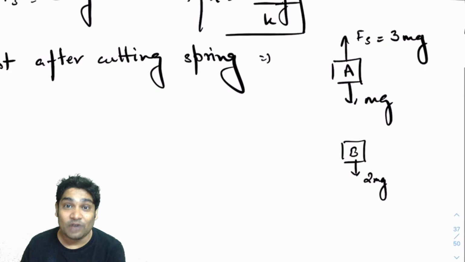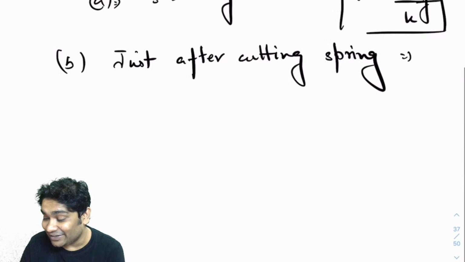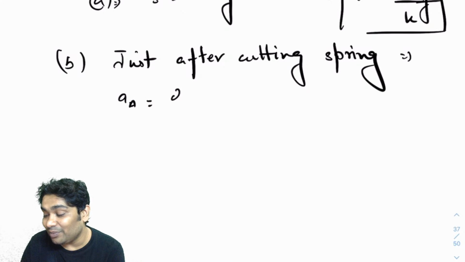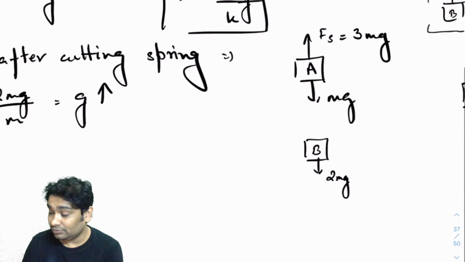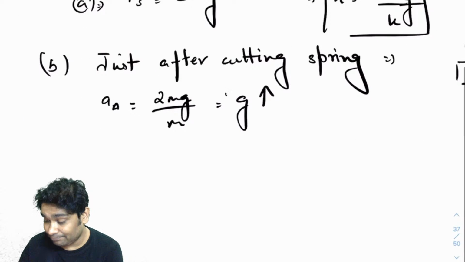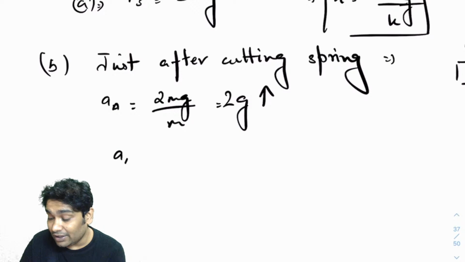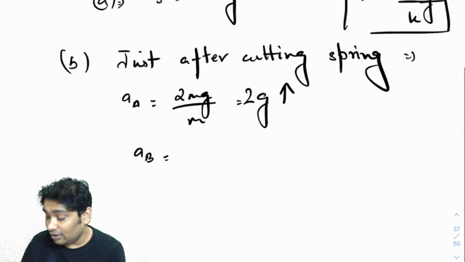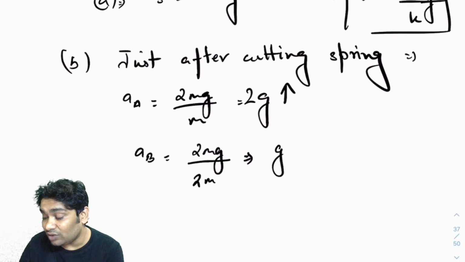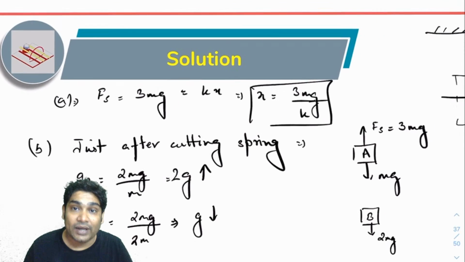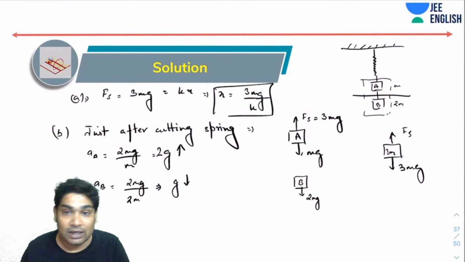So how about the acceleration of A now? First, let's calculate the acceleration of A. Acceleration of A would be 2mg over m, which is 2g, and it would be upward. And similarly, acceleration of B would be 2mg over 2m, which would be g. Again, this would be downward. So both your answers were wrong.